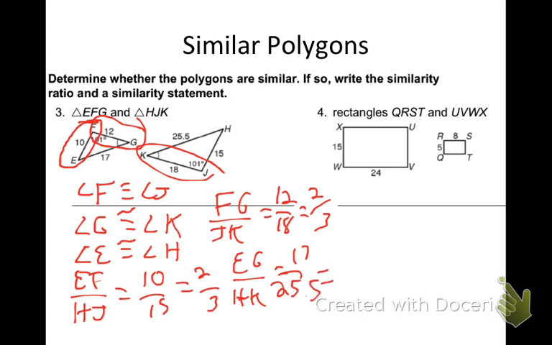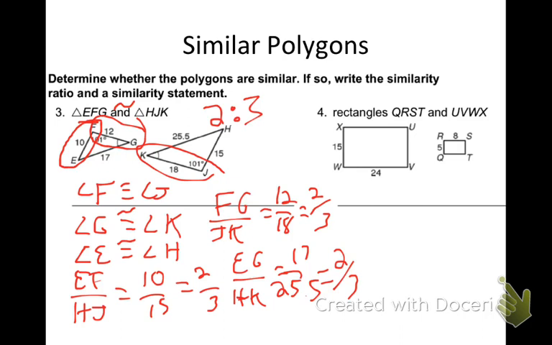Does anybody know what that actually simplifies to? Take a guess. It is 2/3 actually. So my similarity ratio would be 2 to 3. Ooh, I put 2. So my similarity ratio is 2 to 3. The statement would be that EFG is similar to HJK. Yep. All right.